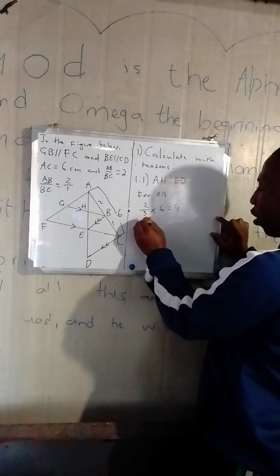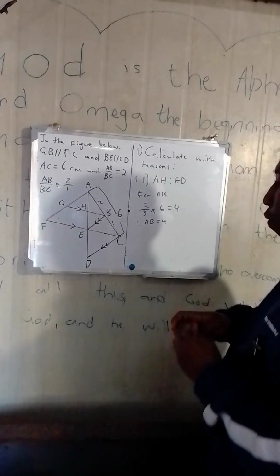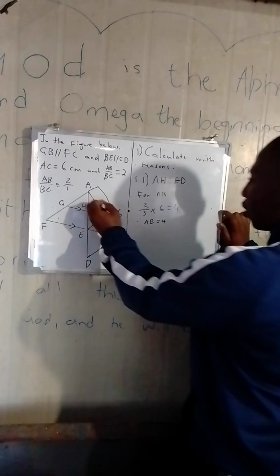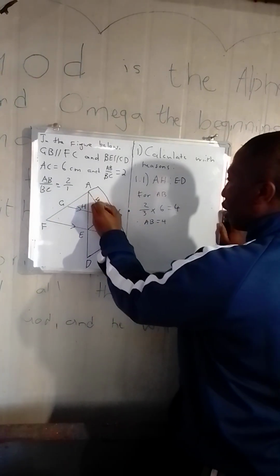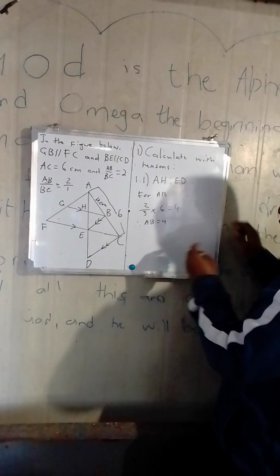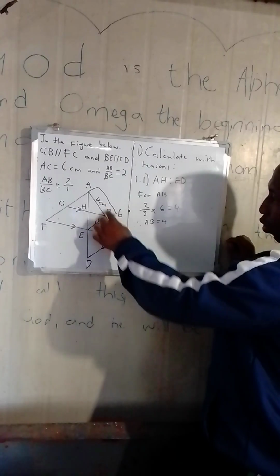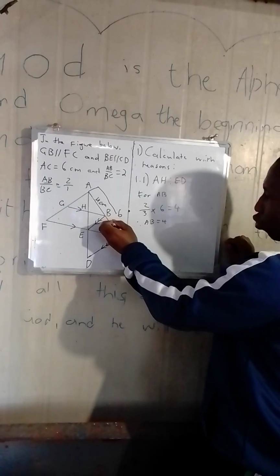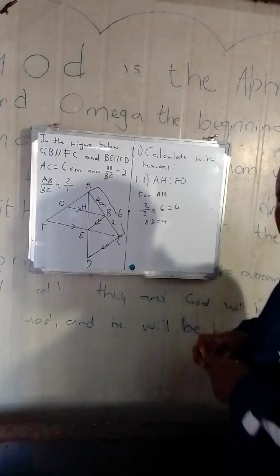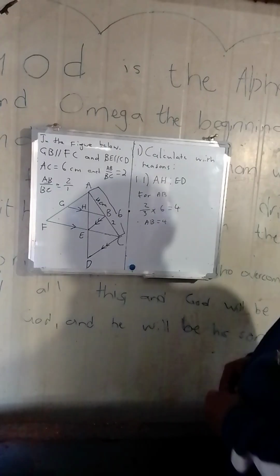So AB is 4, which means 4 centimeters. Now, BC is how much? Since I have 4 here, my BC is 2, because they must add up to 6. So I have that ratio.